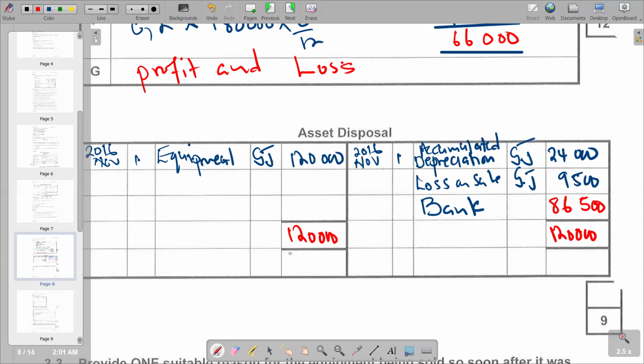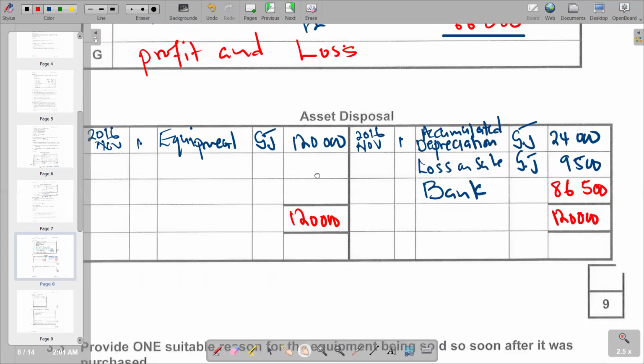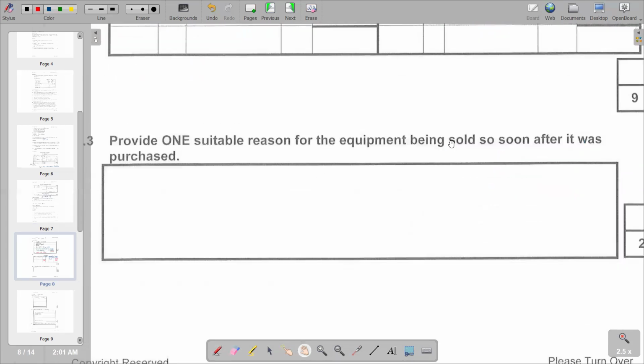Then we still have another part that we need to finish, which is saying, give one suitable reason for the equipment being sold so soon after it was purchased. So what reason can we have? Selling a non-current asset immediately after it was purchased. Obviously, it's not a suitable asset. Obviously, it's not suitable for the business. Basically, we say it was not suitable for the business.